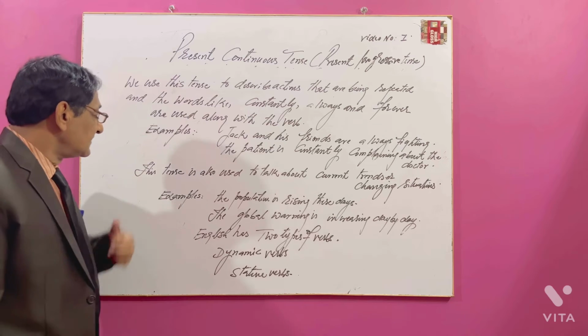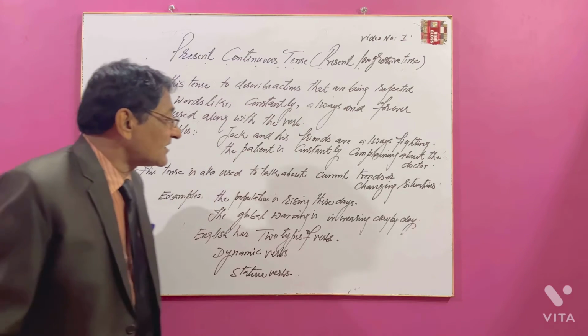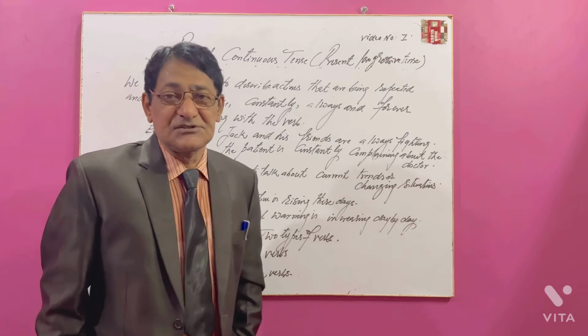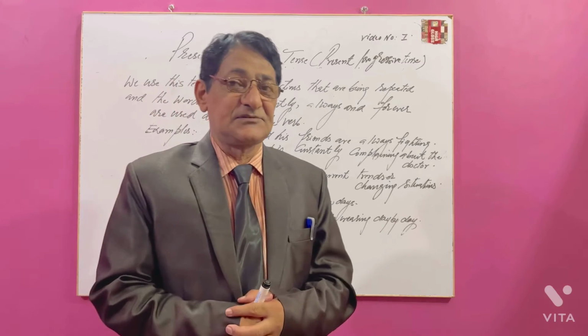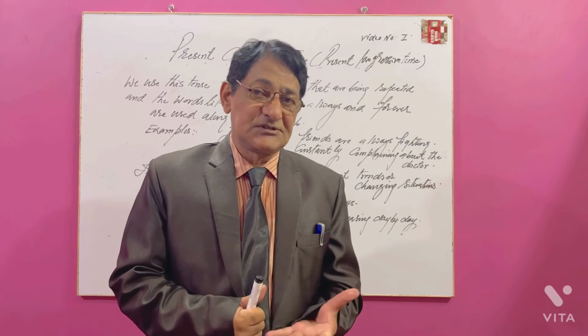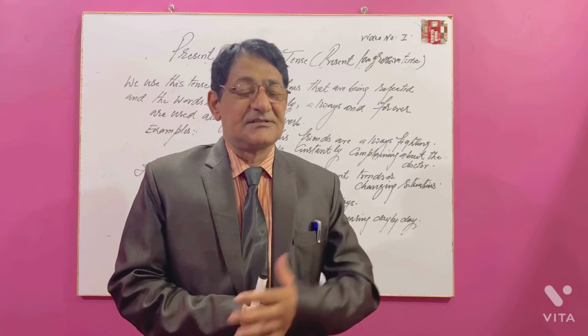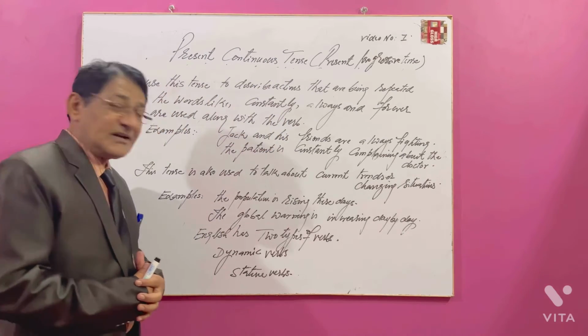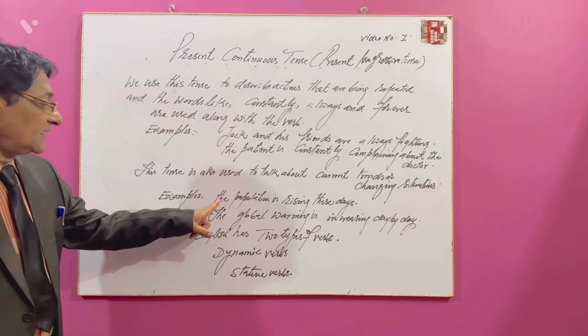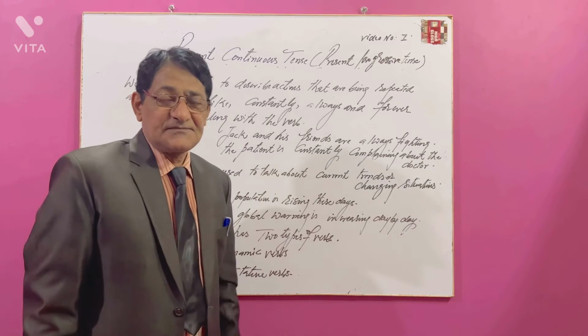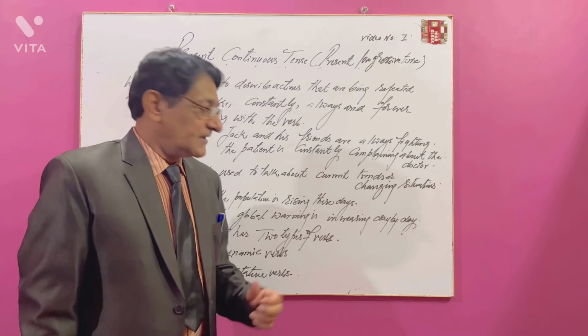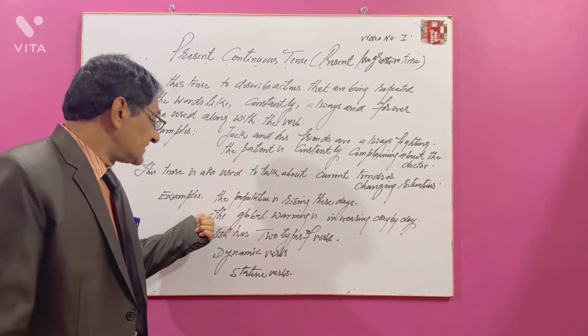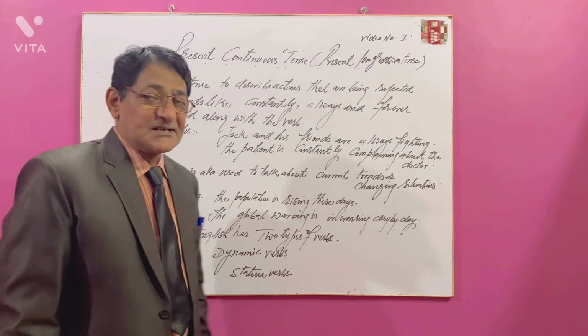And next use: this tense is also used to talk about current trends or changing situations. The main use of present continuous tense is in changing situations or current trends. Look at the examples. The population is rising these days. Next example: global warming is increasing day by day.